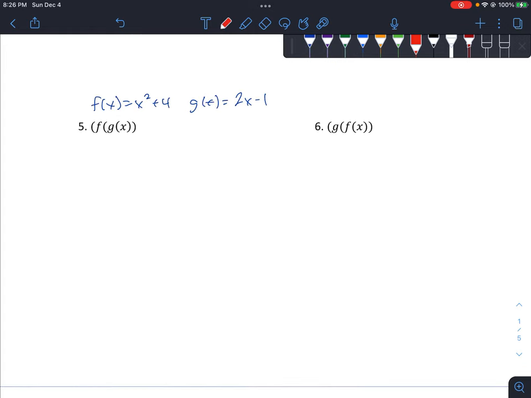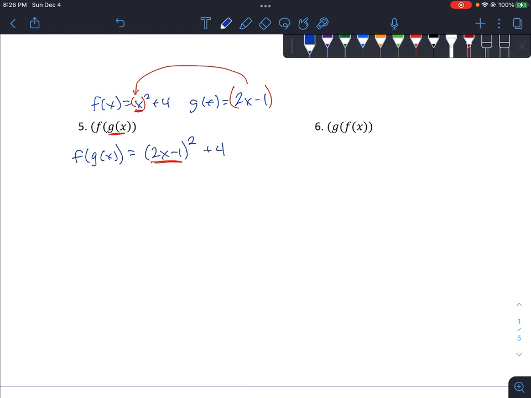But essentially, g of x is the inside function. So I'm going to take this and input it into the x location in f of x. So f of g of x is going to be equal to 2x minus 1 squared. So again, this was where the x was right there. I'm just going to replace x with the 2x minus 1, and then plus 4, just like that.